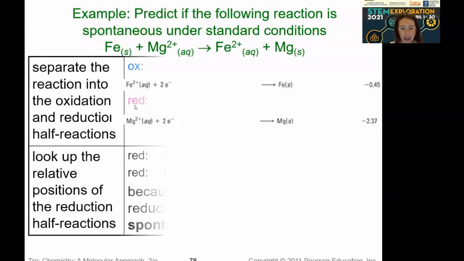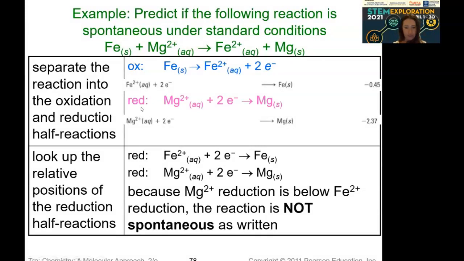So here are those two reactions. Again, I just separated them out. Using the rules we just talked about, because the magnesium is below our iron, it'll be non-spontaneous. In order for it to be spontaneous, the reaction higher on the table has to be written in the reduction direction, as it is in the table. The one below it has to be flipped, meaning oxidized.